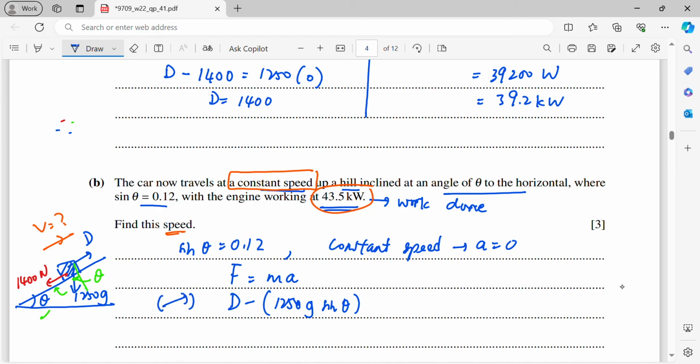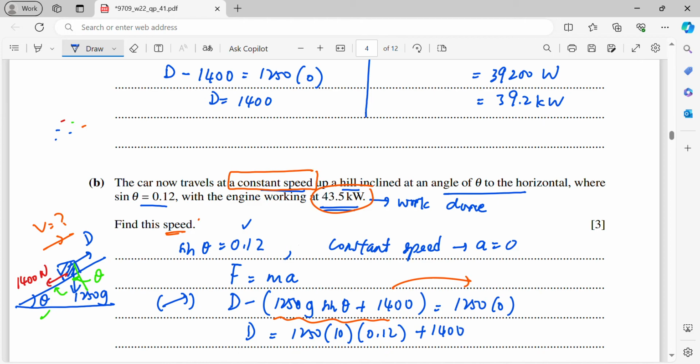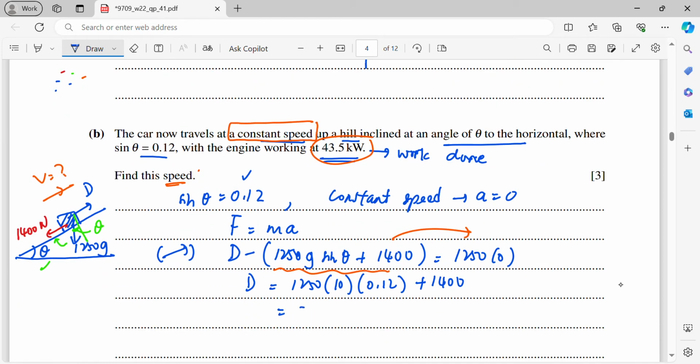Parallel to the plane, then plus the resistance force, then equals to m, 1250. Again the a is 0 because of the constant speed. So from here, I will write D. To find D, before you find the speed, you have to find D first. This whole term will be moved to the right side. Since the coefficient is negative, when I move it, it becomes positive. So this is 1250, g is replaced by 10, and sine theta is given, which is 0.12. Then you plus 1400. So at last, this is going to be 2900.